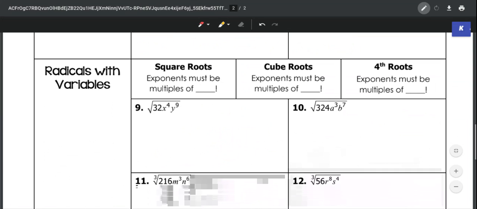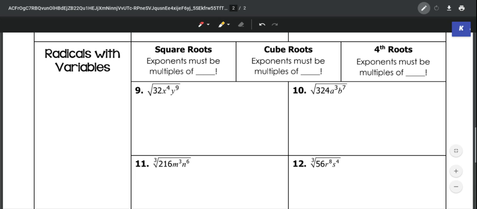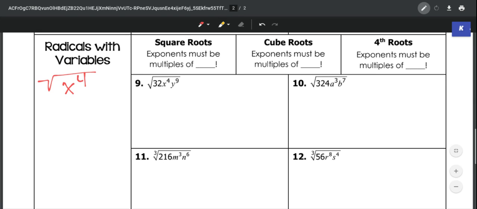So now we're going to look at radicals with variables. What we're going to get into next will involve a variable with an exponent under a radical. So the process of doing this is pretty simple. If you have, say, the square root of x to the fourth, that is simply saying x times x times x times x. It's the square root of all of those.